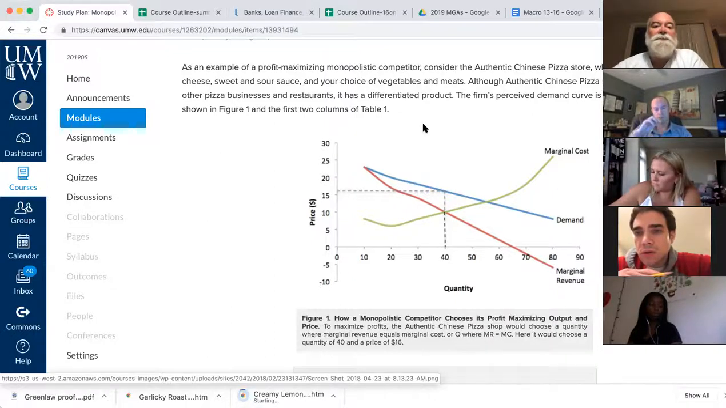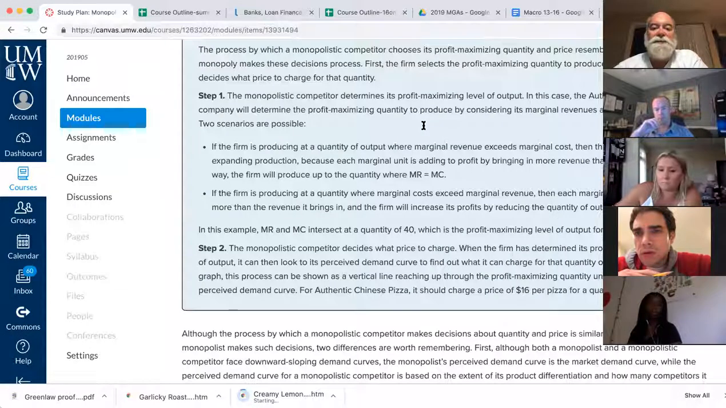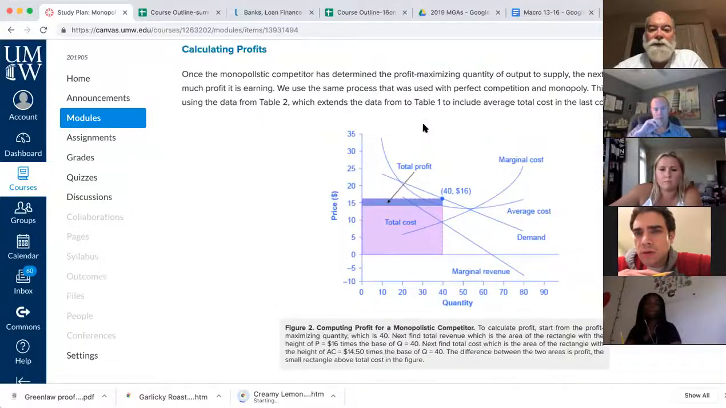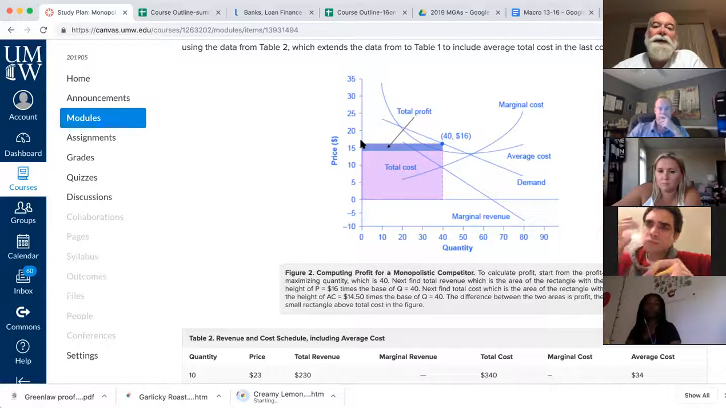Okay, so what I'm going to do is scroll down. Actually, I think I'm going to more than scroll down. I think it's in another module here. Nope, there it is. Okay, so we have a demand curve. We have a marginal revenue curve. We have a marginal cost curve. So we do exactly what we did. We find where MR equals MC, go down to the quantity, that's 40. Go up to the demand curve. Demand is at $16.